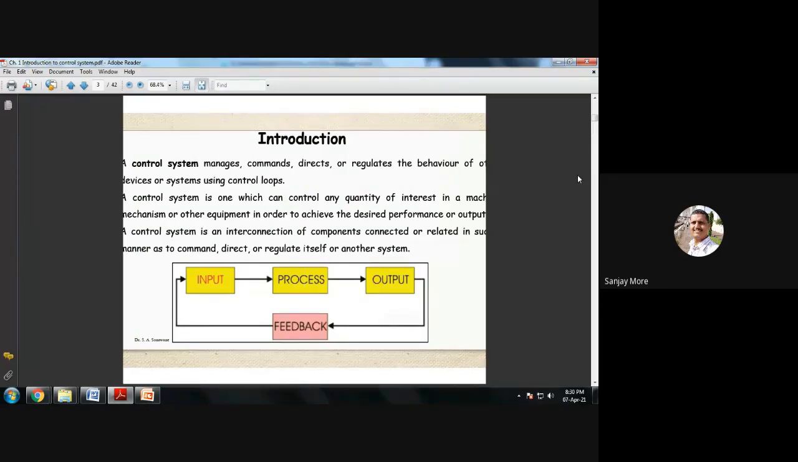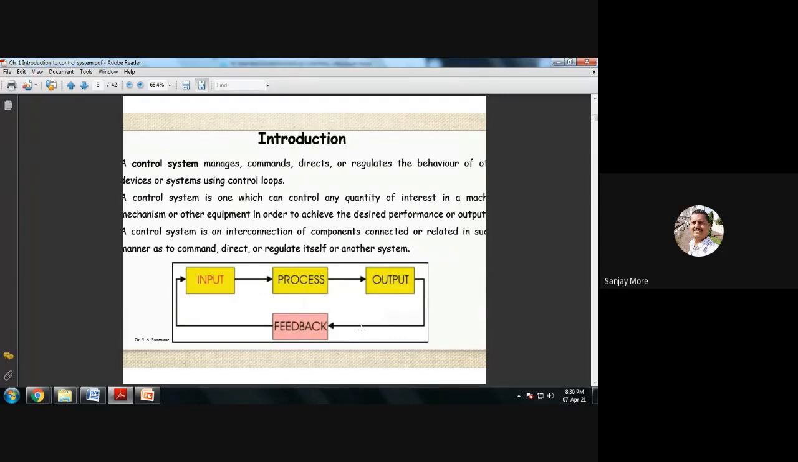See the block diagram. Here input, process, output, and feedback are there. Control system is based on the basic four parameters: input, process, output, and feedback. In a control system, it manages, commands, directs, or regulates the behavior of devices or systems using a control loop. This is the control loop.